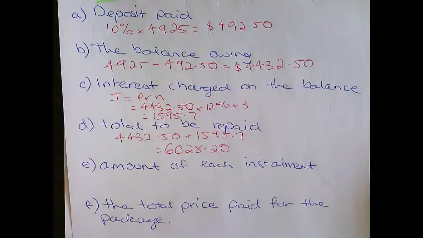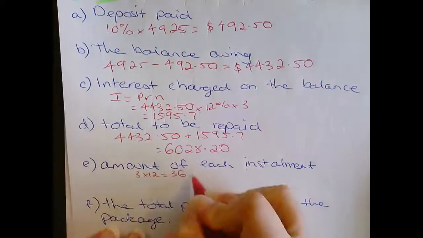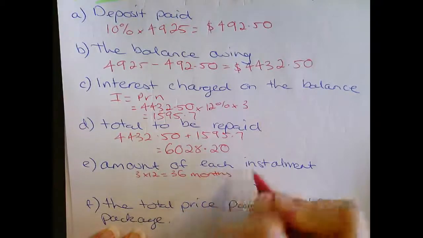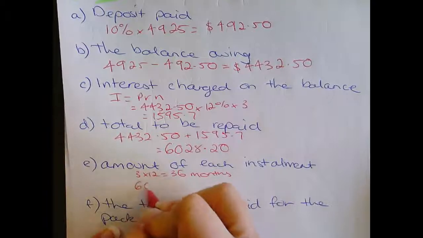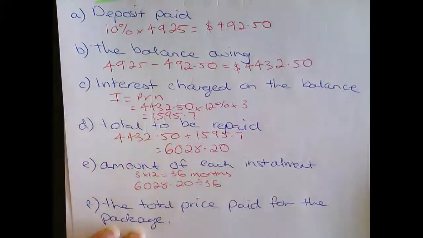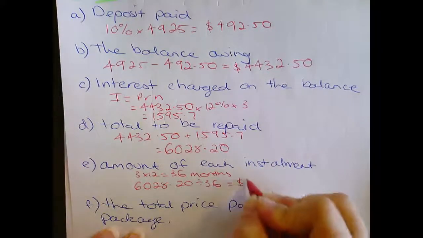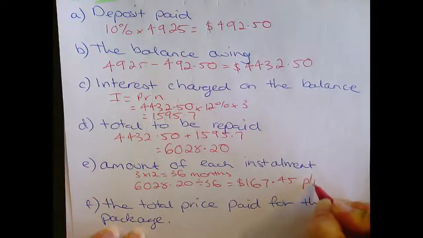So they need to chip away at that balance every single month. 3 years per month. How many months is that? Well, 3 times 12 is 36. So there are 36 months to pay off that amount. So we need to divide. We get 167.45 per month.